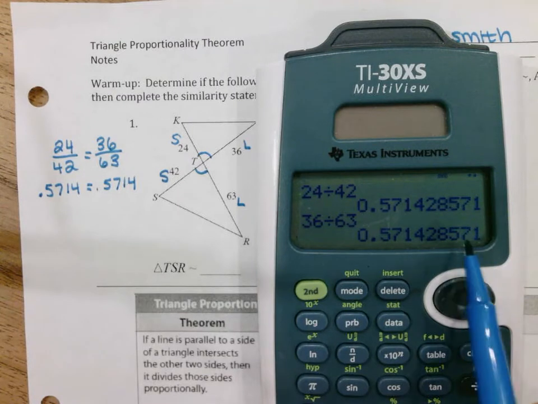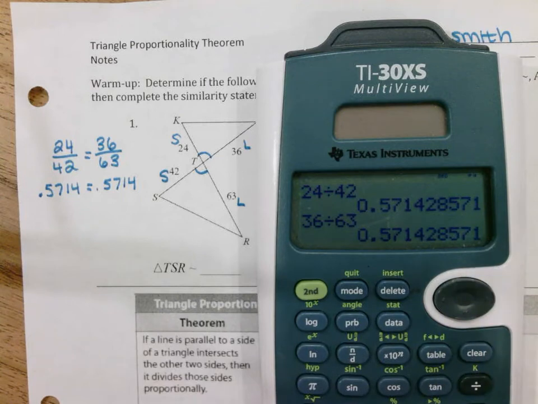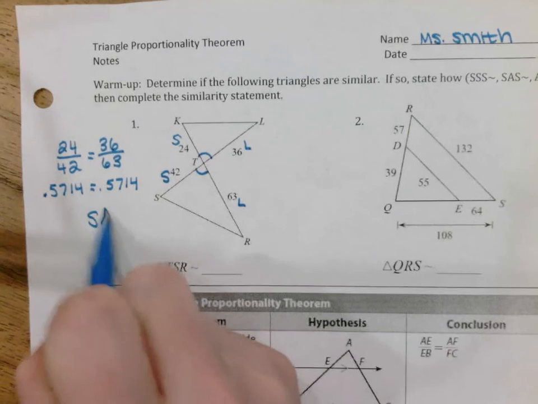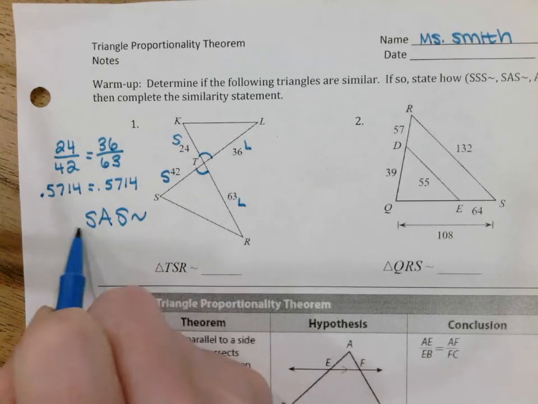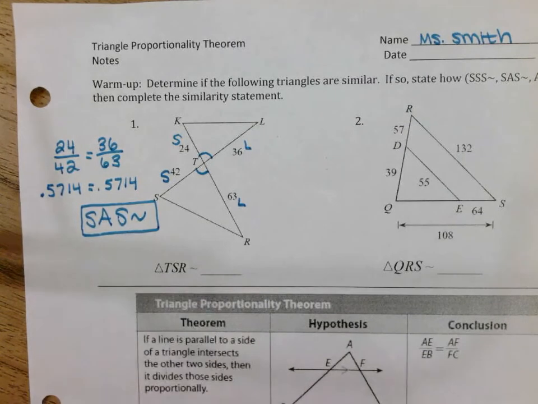Just remember, if this was different by even just one value at the end, if this were a 2 instead of a 1, these wouldn't be similar. So make sure they are exactly the same. So these are similar by side, angle, side. We include that squiggly. That means similar. If the squiggly were not there, that would mean congruent.